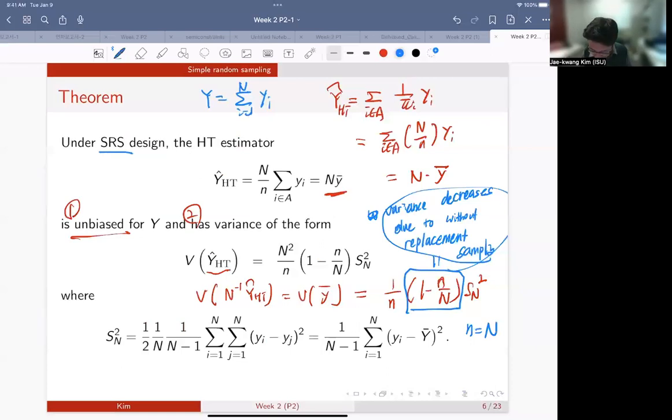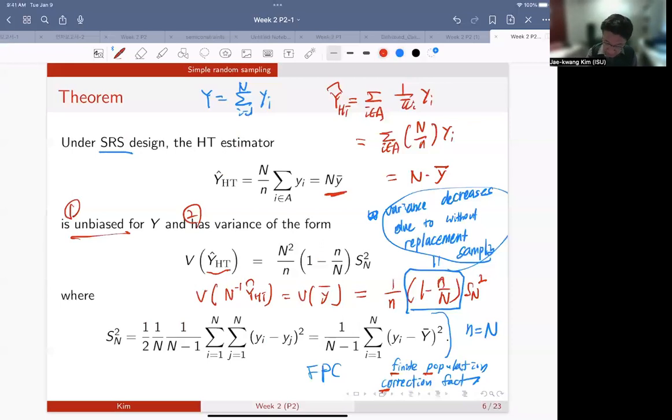Because this concept is important, this factor is sometimes called the finite population correction factor, or FPC, finite population correction.